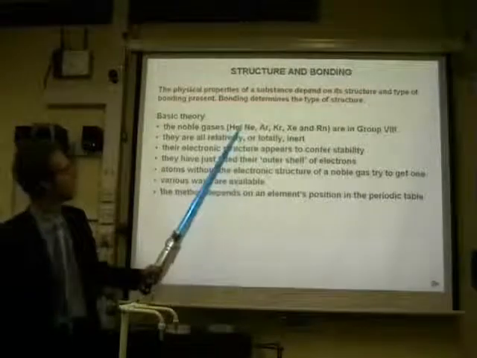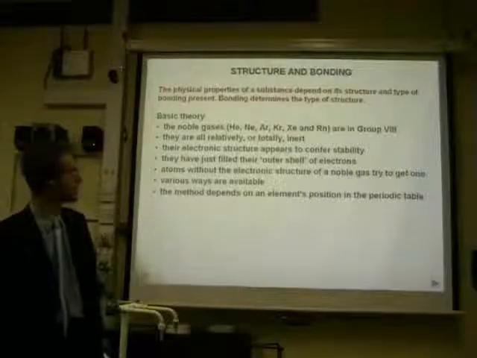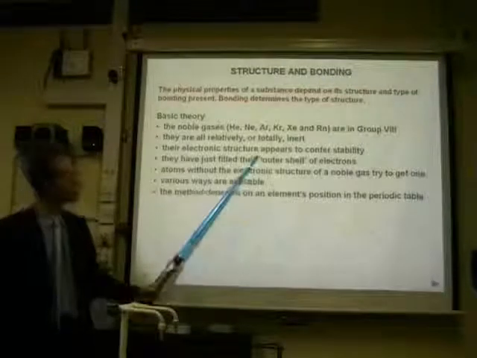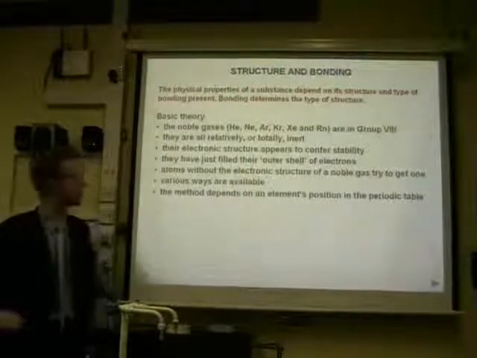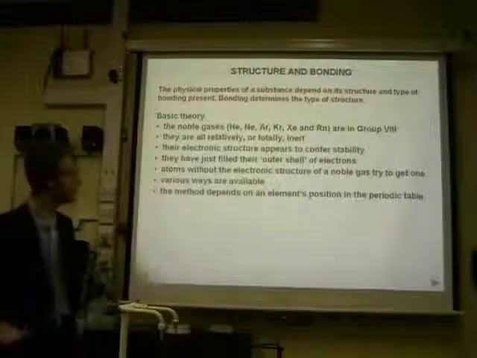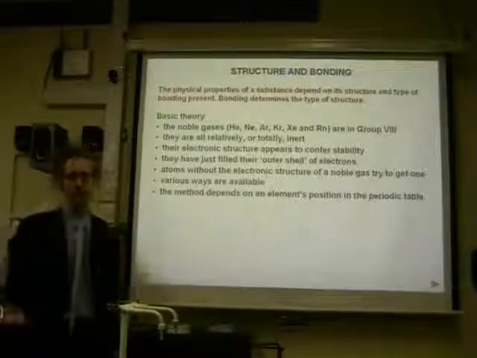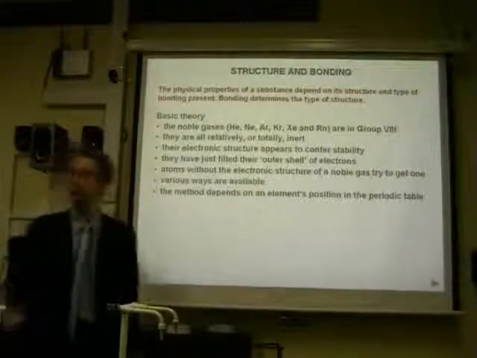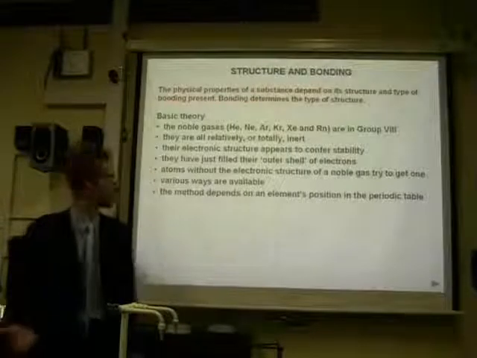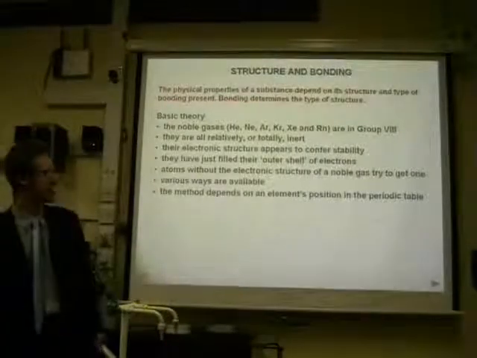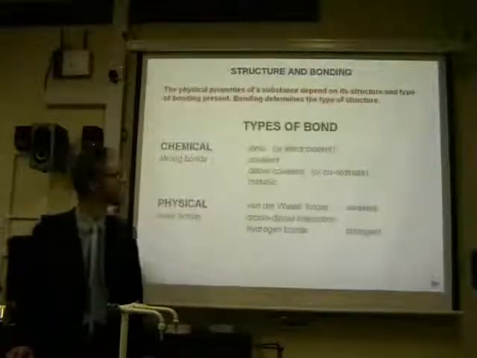So, noble gases, first of all, are all relatively or totally inert. And that's because of their electronic structure. They've got a full outer shell, they don't need to gain or lose electrons to have a full outer shell, therefore they don't bond. Atoms without the electronic structure of a noble gas will form bonds to have the noble gas configuration, i.e. a full outer shell. There are various ways they can do that, and the way they do that depends on the atom's position in the periodic table.